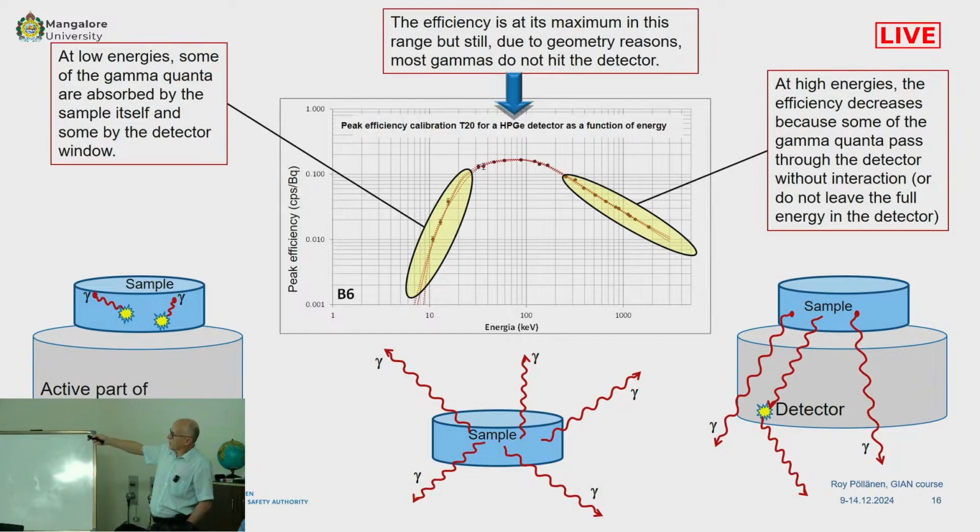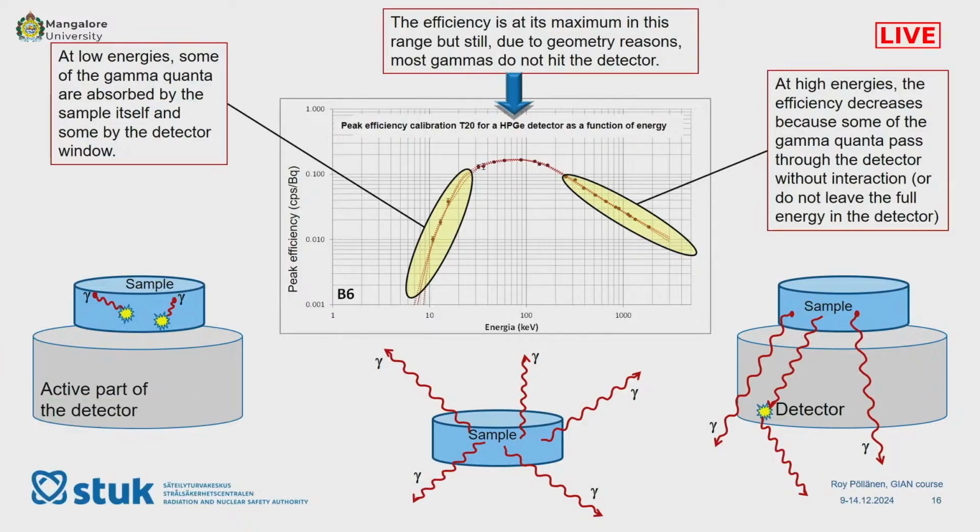All right, what about this side here? It is because some of the gamma quanta pass through the detector, like this one, without interaction. And this way too. Or they do not leave the full energy in the detector, like this one. There is Compton scattering, for example, and the gamma goes out. These are the reasons why the shape is like that. Please note the logarithmic axis.